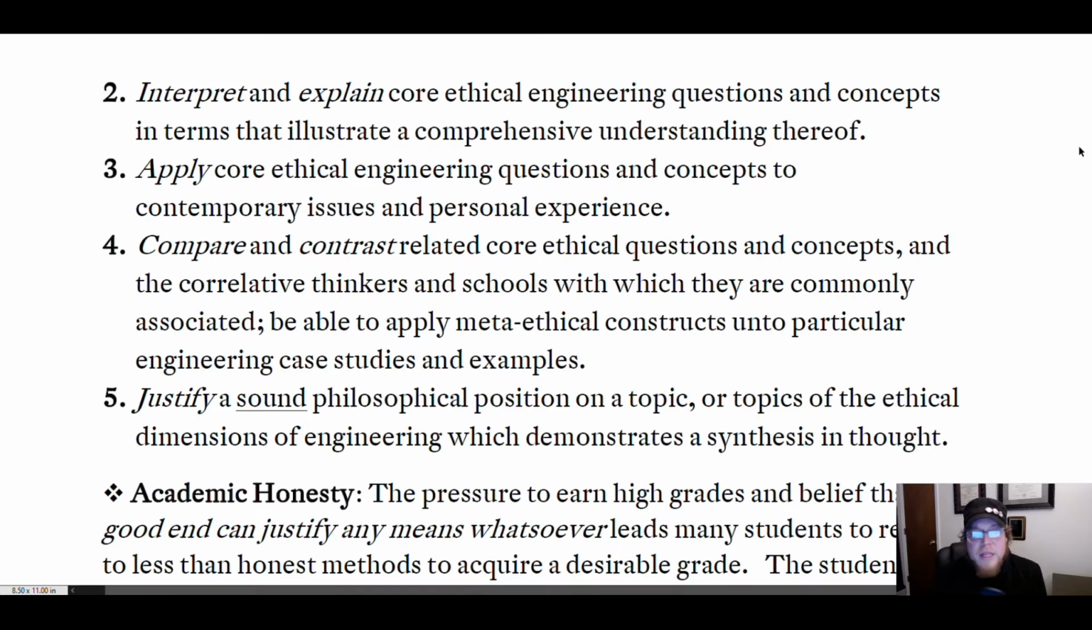And so on. 5. Justify a sound philosophical position on a topic or topics of the ethical dimensions of engineering which demonstrates a synthesis in thought. What I want you to do here is, if you've got a position, I simply want you to be able to back it up with reasons and evidence.